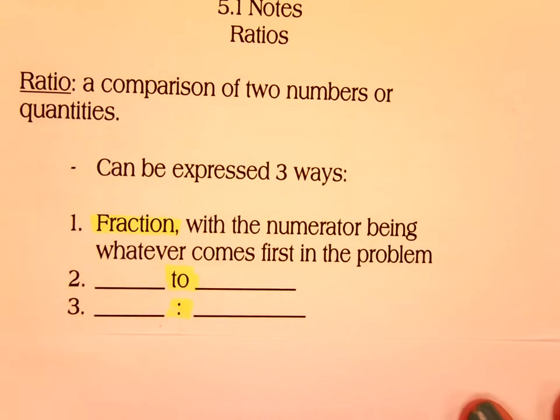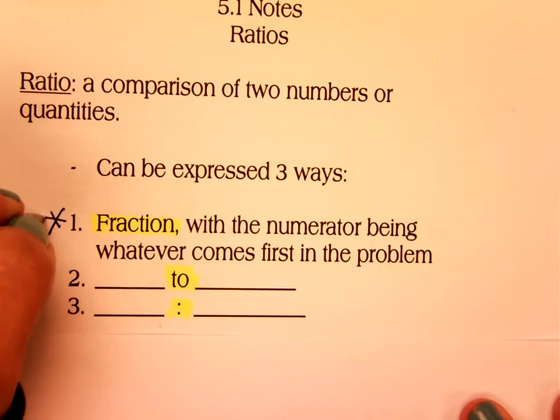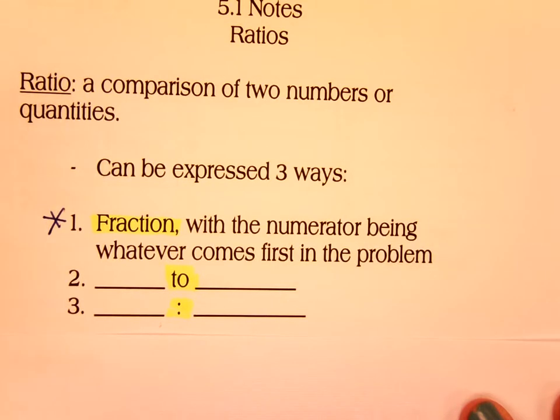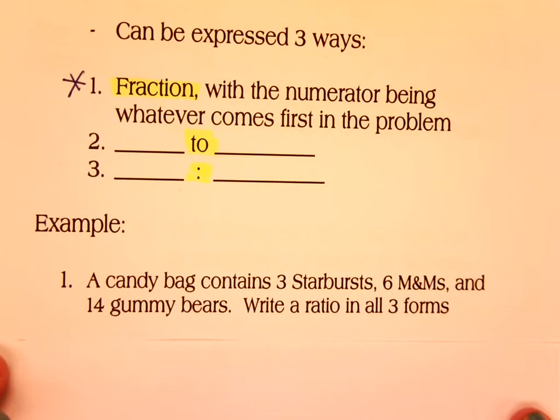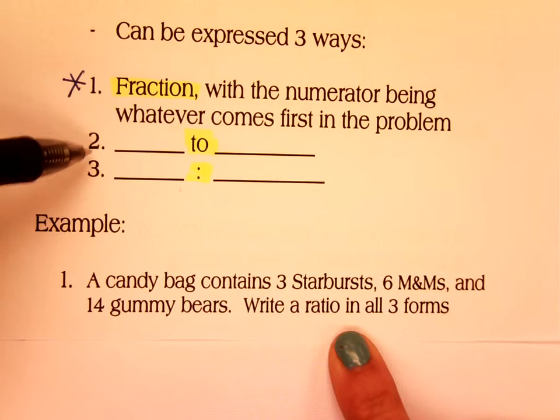Majority of the time when we say write a ratio, we're going to have you write the ratio in fractions. But you need to make sure you look at the directions, because sometimes the directions say write the ratio in all three ways. So here's your example. A candy bag contains 3 Starbursts, 6 M&Ms, and 14 gummy bears. Write a ratio in all three forms. So that means you have to write it in the fraction, the word "to", and the colon.